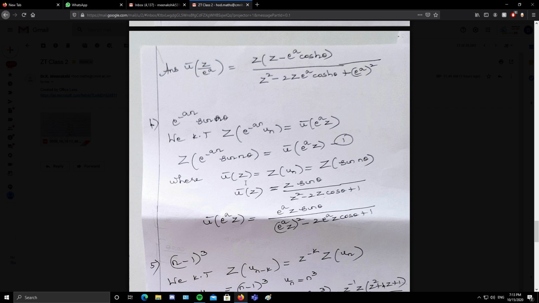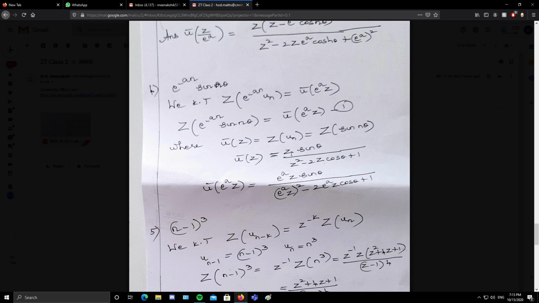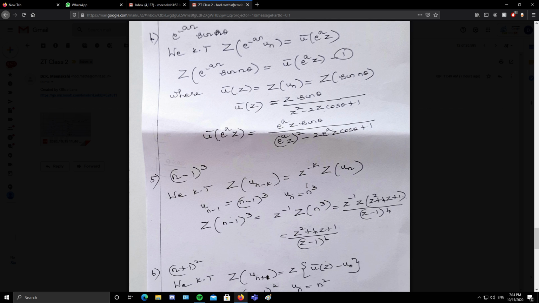What is u bar of z? Z of un. What is un? Sin n theta. What is the transform of sin n theta? Z sin theta by z square minus 2z cos theta plus 1. So for u bar of e bar a z, just replace z by e bar a into z. So e bar a z sin theta by e bar a z whole square minus 2 e bar a z cos theta plus 1. So this is the answer.